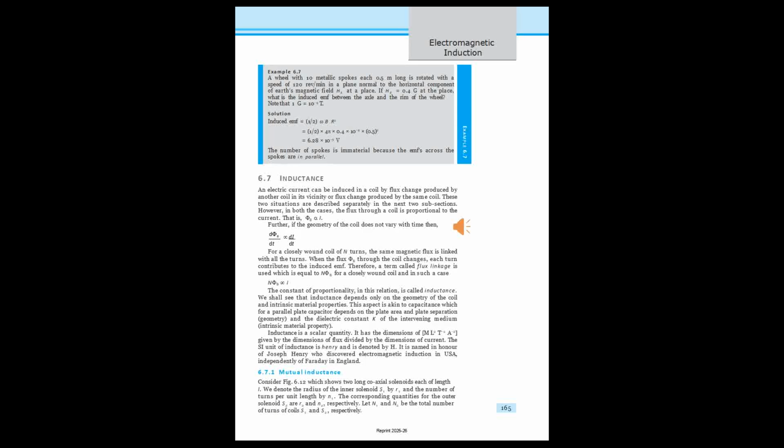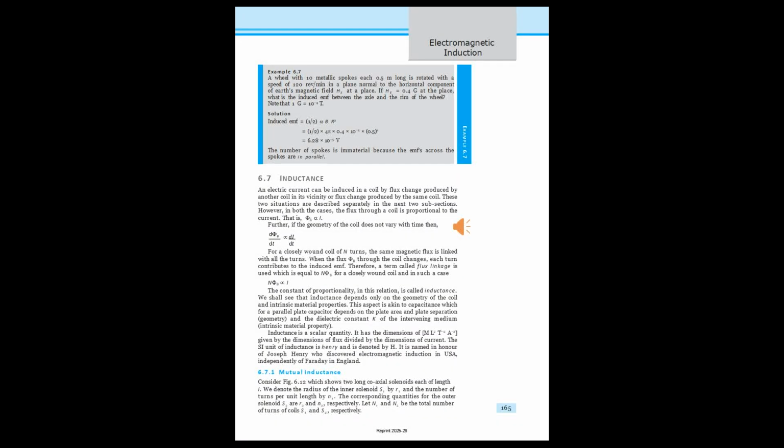Inductance. An electric current can be induced in a coil by flux change produced by another coil in its vicinity or flux change produced by the same coil. These two situations are described separately in the next two subsections. However, in both the cases, the flux through a coil is proportional to the current. That is, phi B is proportional to I.